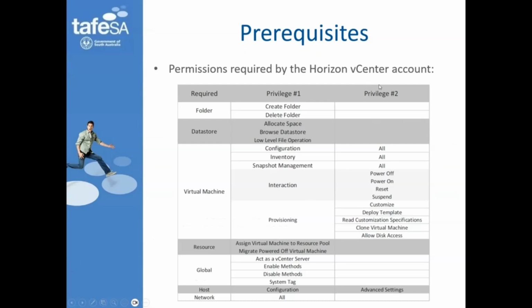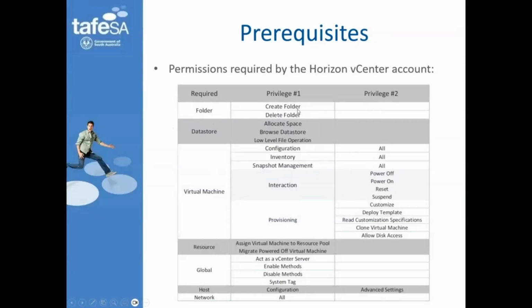Remember we talked about permissions, okay? That account, the Horizon vCenter account, remember that account we needed in Active Directory for interacting with vCenter? It needs these kinds of permissions. So what does that mean? Basically, in vCenter we configure a role and we set these privileges.